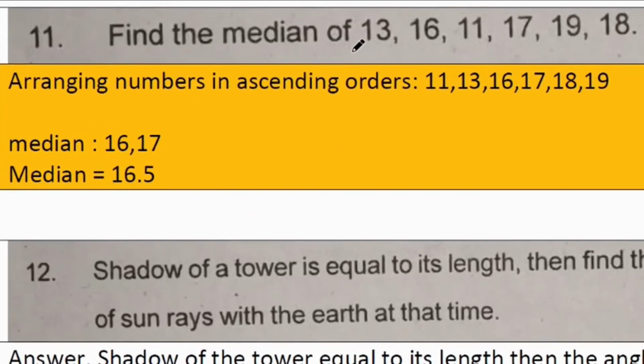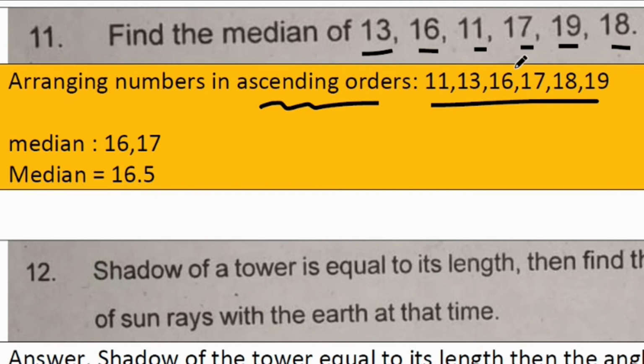Find the median of 13, 16, 11, 17, 19, 18. Median means first you have to arrange the numbers or observations in ascending order, students. So I have arranged the numbers in ascending order. The middlemost numbers are the median. Here two numbers are middle numbers, that is 16 and 17. So median will be 16.5, the average of 16 and 17.